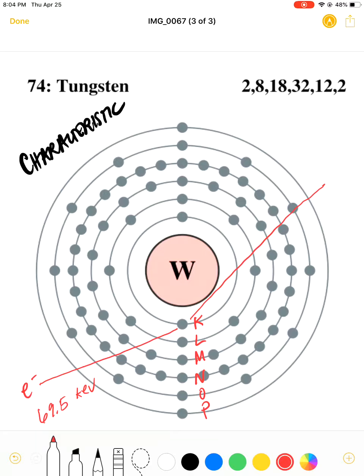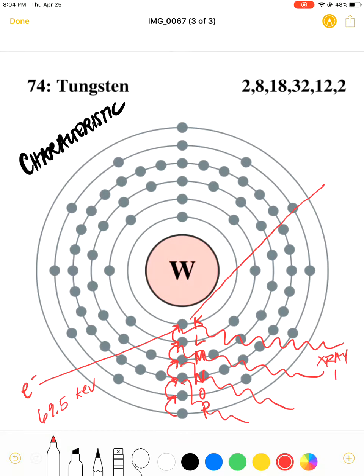Now, once the K shell electron is ejected out, the electrons from the L will fill in the K, M will fill in the L, N fills in the M, O goes in the N, and so forth. And this is where the energy difference is emitted as an X-ray photon. So now these are X-ray photons.